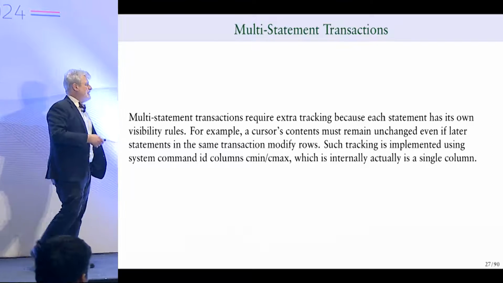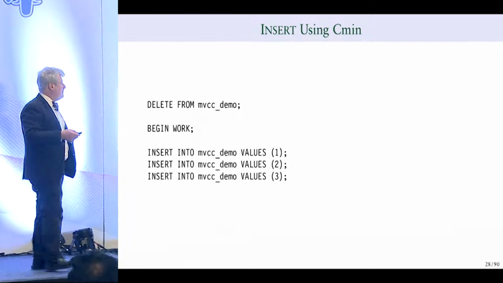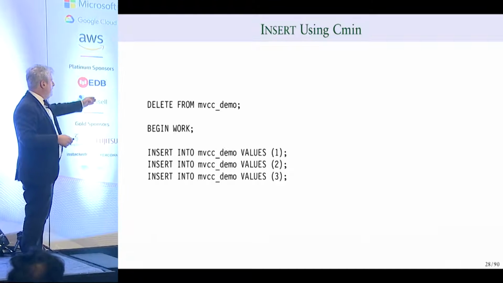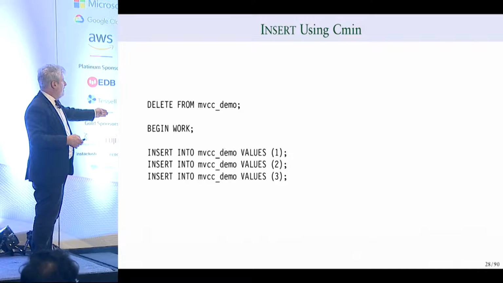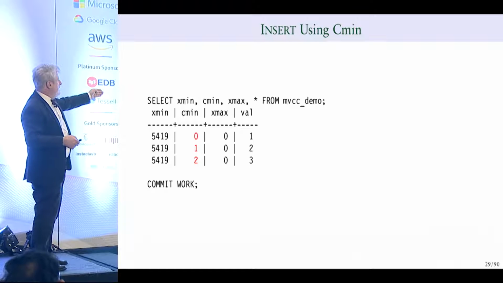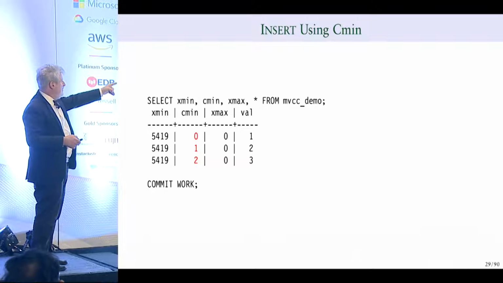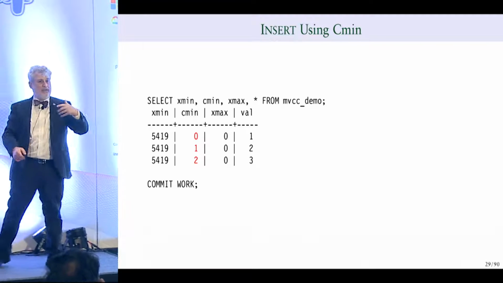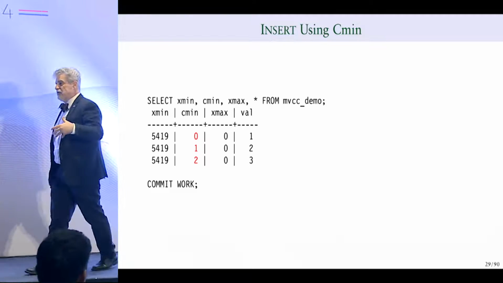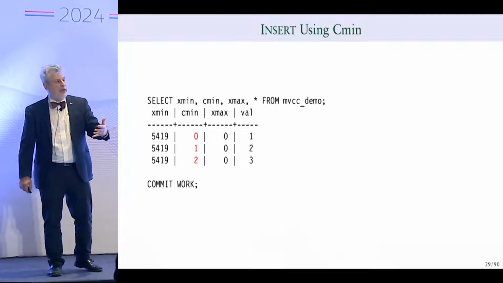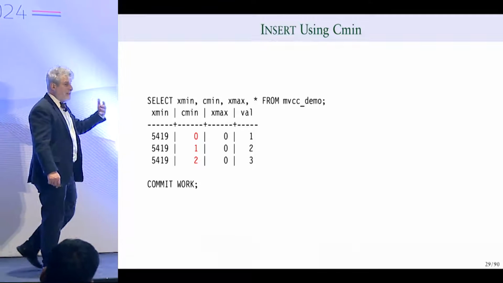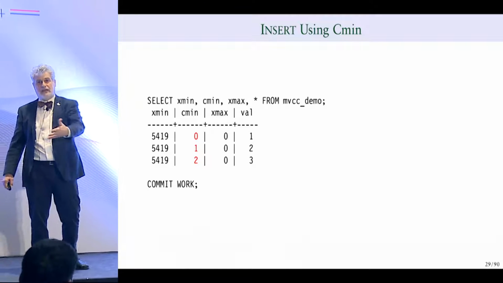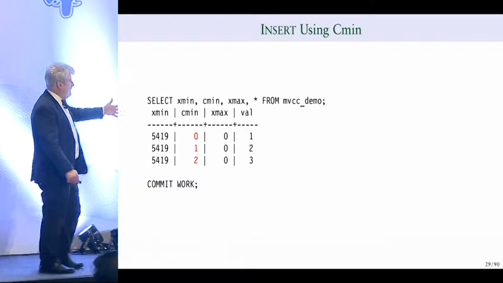Multi-statement transactions follow the same rules. Here's an example. I'm inserting 1, 2, and 3. When I look at my table, you can see the 1, 2, and 3 on the left, and on the right you see what we call the CMIN. The CMIN is a sort of counter that we use for multi-statement transaction blocks. So you can see we did 3 and then we commit.